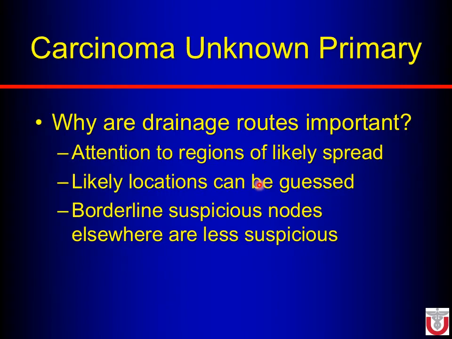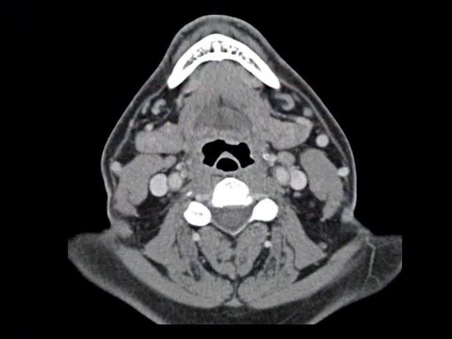Well, it also helps us because borderline suspicious nodes in other locations may be less suspicious to us. If we have a patient with a very low hypopharyngeal primary and we're slightly suspicious of a level 2 node, that lymphatic drainage doesn't make as much sense for squamous cell carcinoma, so we may be less suspicious of this lymph node.